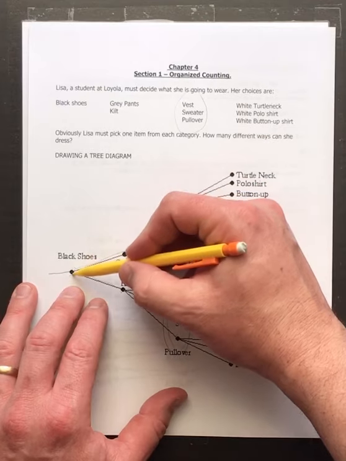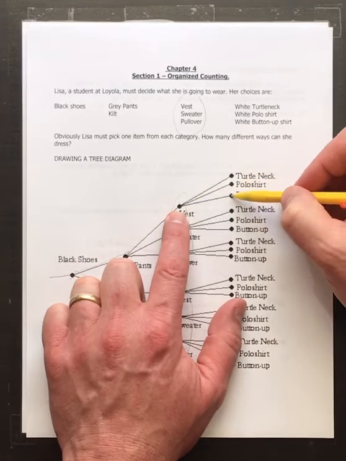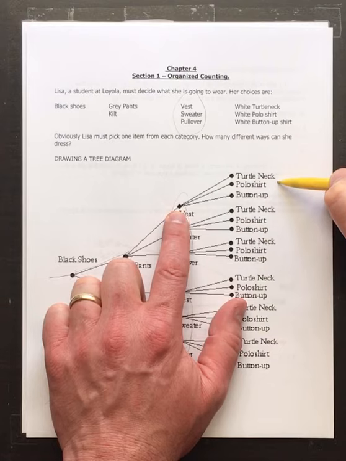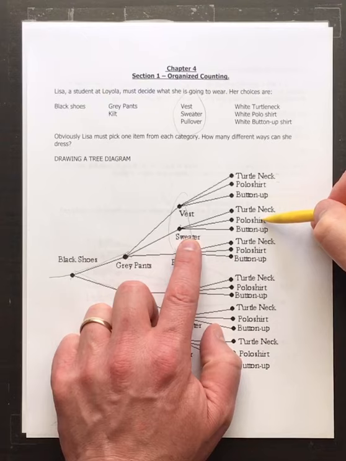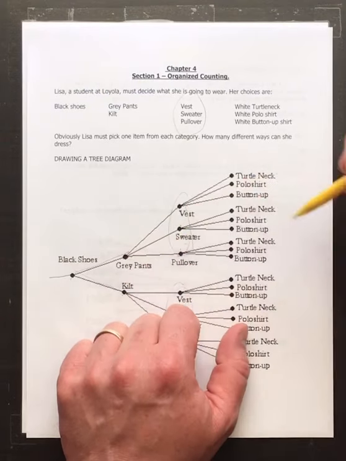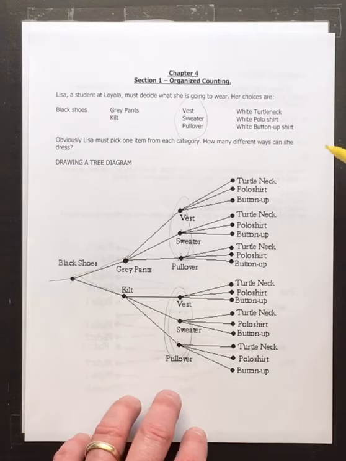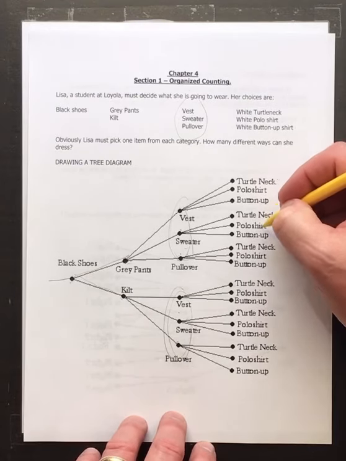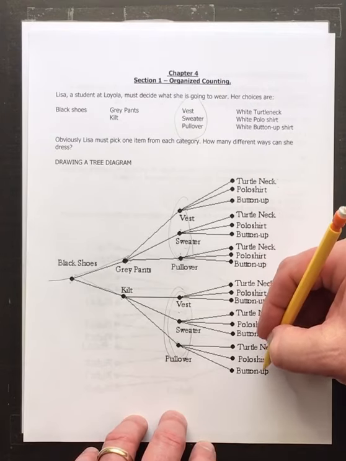So if she chooses black shoes, gray pants, and a vest, she still has 3 options for the undershirt that she can have. Okay, if she chooses black shoes, gray pants, and a sweater, she also has the 3 options. When you look at all the combinations, these are all different, distinct outfits. And as a result, even though they're pretty much the same thing, the overall result is going to be a different outfit. And so we ask ourselves how many outfits there are. 1, 2, 3, 4, 5, 6, 7, 8, 9, 10, 11, 12, 13, 14, 15, 16, 17, 18.